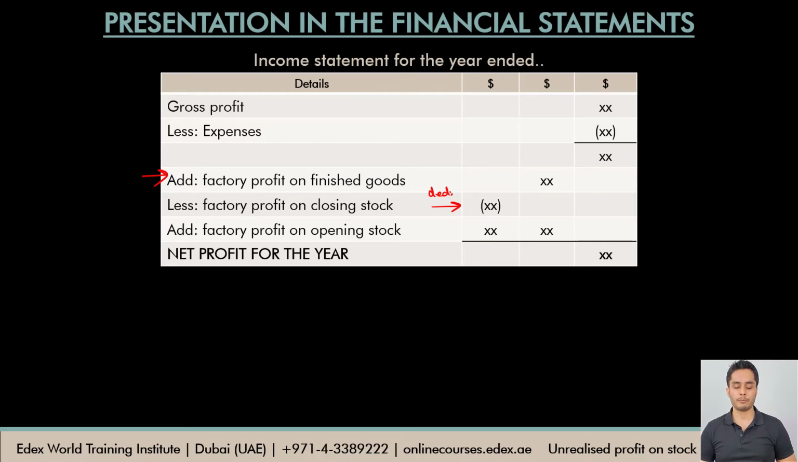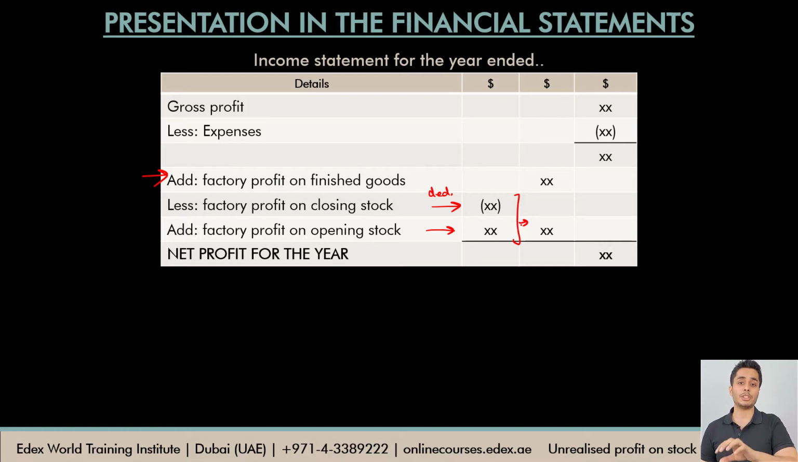So the profit element will have to be deducted here. And the profit element included in the opening stock is being added because when including this profit in the opening stock, net profit was being understated. So it is added. If you realize, the net effect of this is taken out. So if the closing stock is greater than opening stock, or the profit on closing stock is greater than the opening stock, the net amount would be negative.